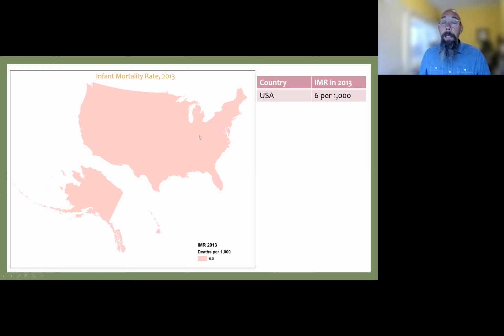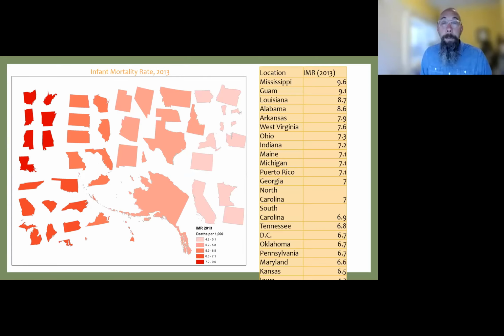So it's obviously not a very interesting map, but I do it to say that there's this correlation, up to a point, between what we can put in a visual map and what we might put in a table. So in the table, the infant mortality rate in 2013 was 6 per 1,000. And so I mapped it.